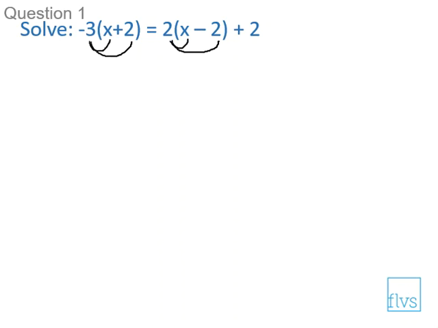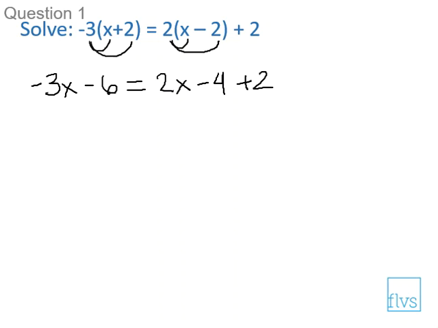So when we multiply negative 3 by x, we get negative 3x. If we multiply the negative 3 by 2, we get negative 6. And then 2 times x is 2x. 2 times negative 2 is negative 4.